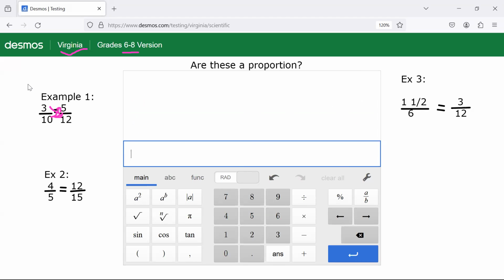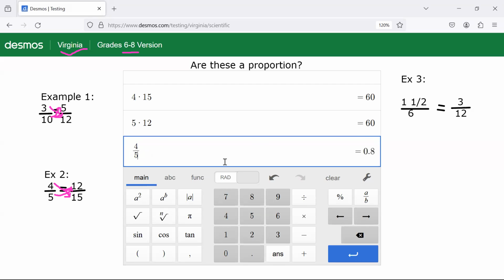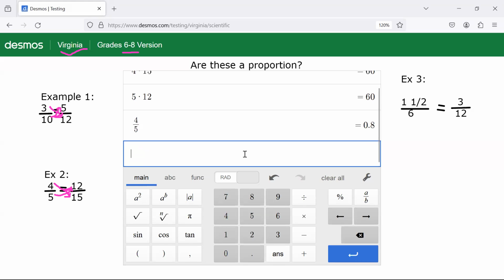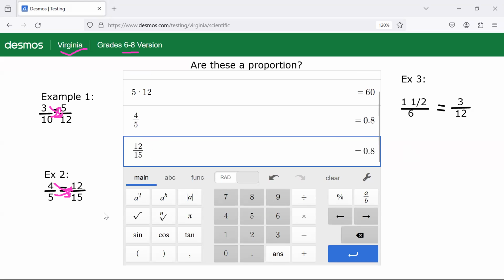So we look at the second one. Same thing if your teacher's asking for the cross product. We're going to put 4 times 15 and 5 times 12. So we put that in the calculator, 4 times 15, 5 times 12. So first thing you'll notice is if your teacher's asking you to do it with cross product, these are the same. You get 60. Now if we check the fractions, 4 divided by 5 is 0.8. 12 divided by 15 is 0.8. So if we were to simplify these, 12 over 15 divides by 3, we would be able to simplify it into 4 over 5.